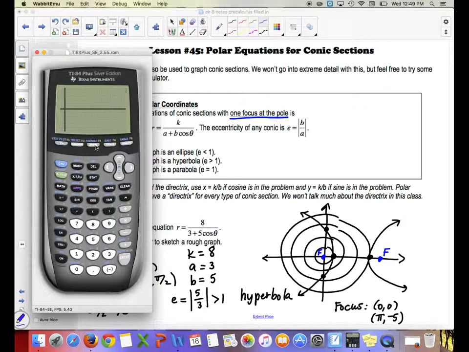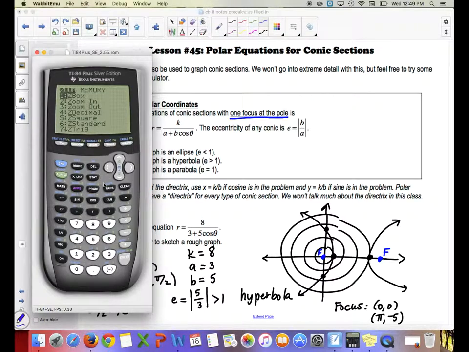Mine's still thinking. Let me check my window, actually. Maybe the window's still in degrees. Hang on. So let's do zoom standard first. Okay, that's what I got. Is this what it should look like? Okay, so do zoom 6. Okay, you guys can kind of see it there.